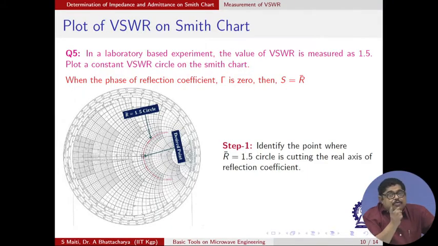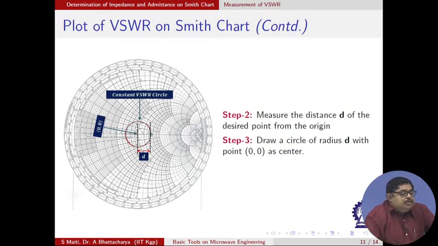We know that, find first the R bar equal to 1.5 circle, R bar is equal to S, and find out where it is cutting the real axis. That is one point of the VSWR circle, the other is the origin, the center. So, you know the center, you know the periphery. Then do step 2: measure or find the distance, and draw a circle of radius d with that center. So, you know how to do the constant VSWR circle. If you measure something by a VSWR meter, you know how to plot it here.